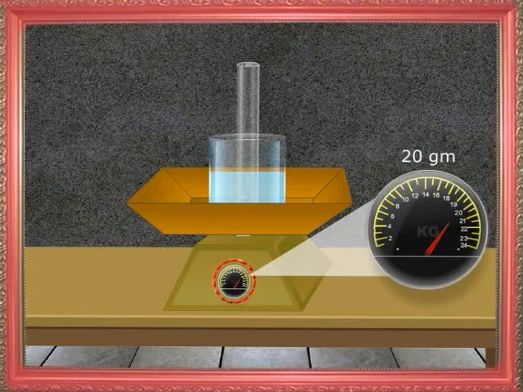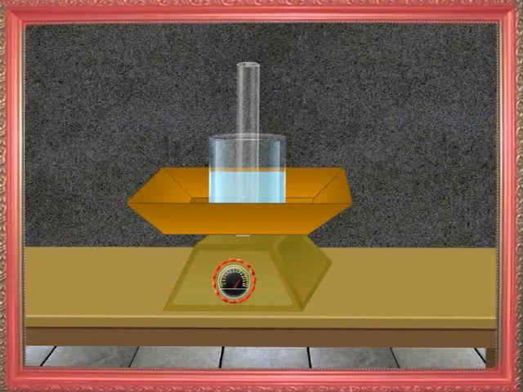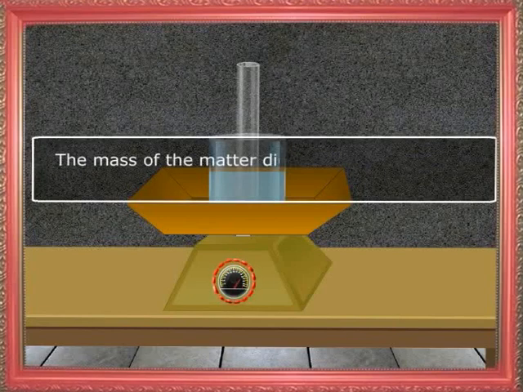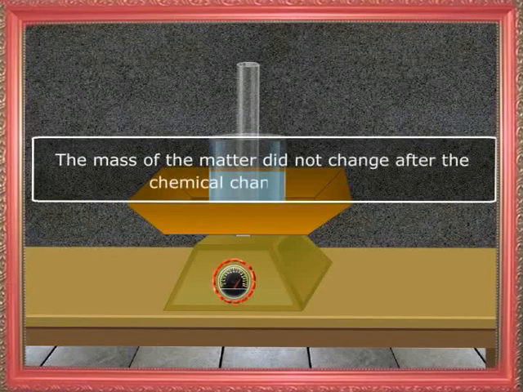Did you notice now that the weight taken earlier is the same as the weight taken after the chemical change? So, this example shows that the mass of the matter did not change after the chemical change happened. So, mass is conserved, isn't it?